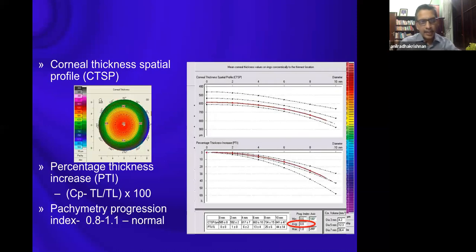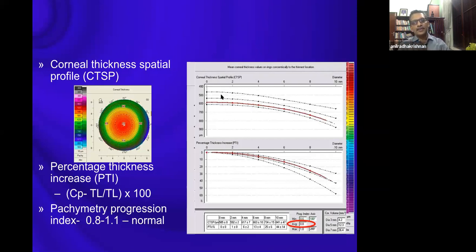There is something else in this. You can look at the spatial profile, the corneal thickness spatial profile. This is like the growth chart you have in pediatrics. This is a perfectly normal child, and if the curve falls within these two lines, it is perfectly normal. You should see the progression or change of the corneal thickness, which is basically an indicator of the profile of the cornea. And this is a map which shows the percentage increase of thickness of the cornea.